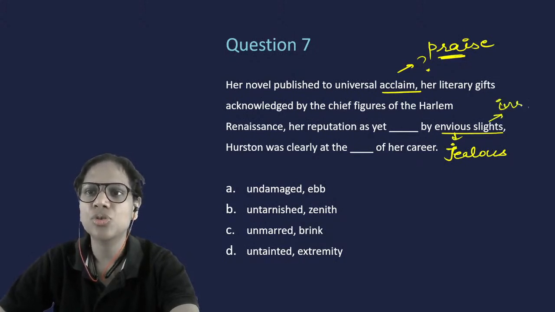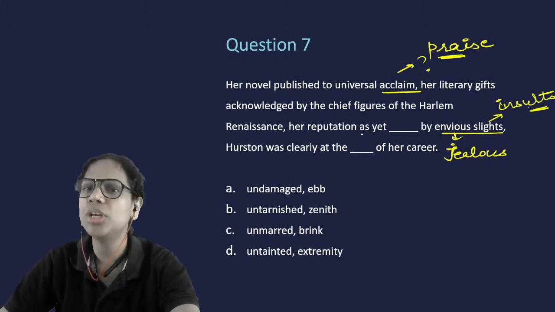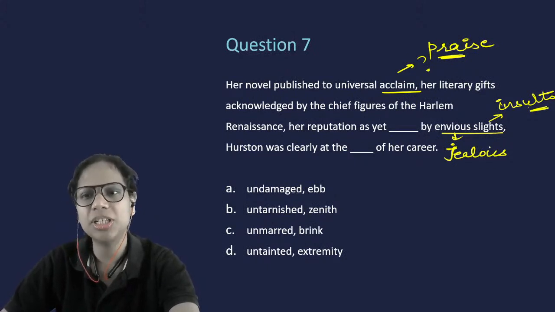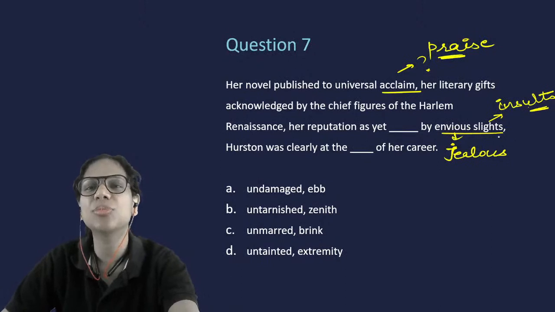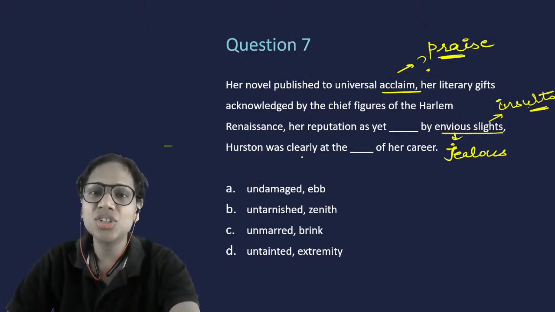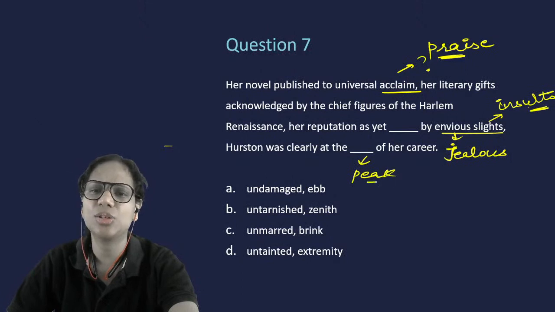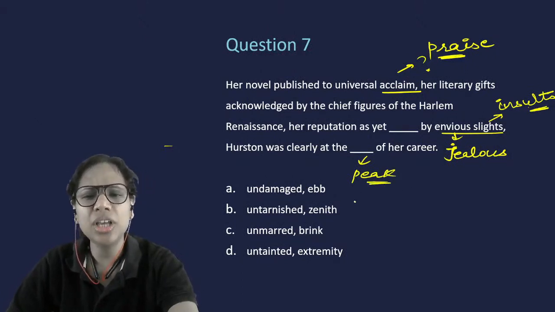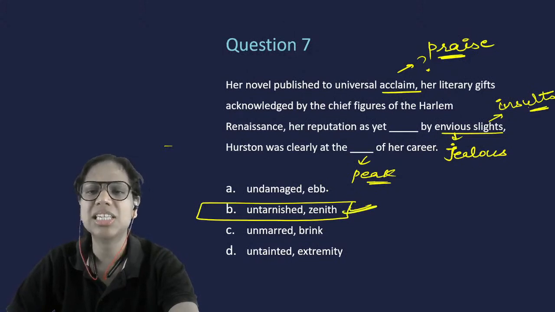So that means at the time point we are talking about, her reputation had still not been tarnished by such jealous insults. Those were yet to come her way. Hurston was clearly at the zenith of her career. So she was at the peak of her career. I think this is very easy to identify. And the only option that mentions the word peak here is option B, which says zenith.